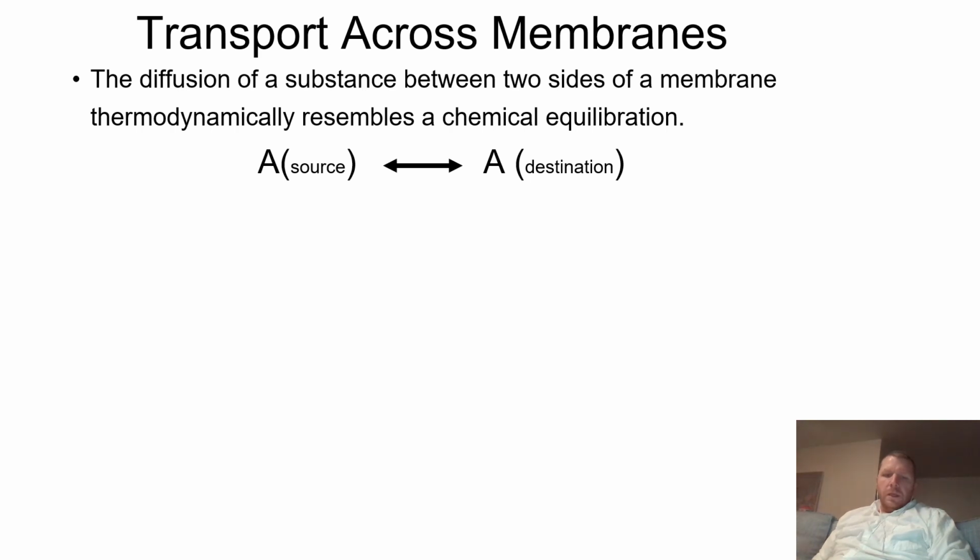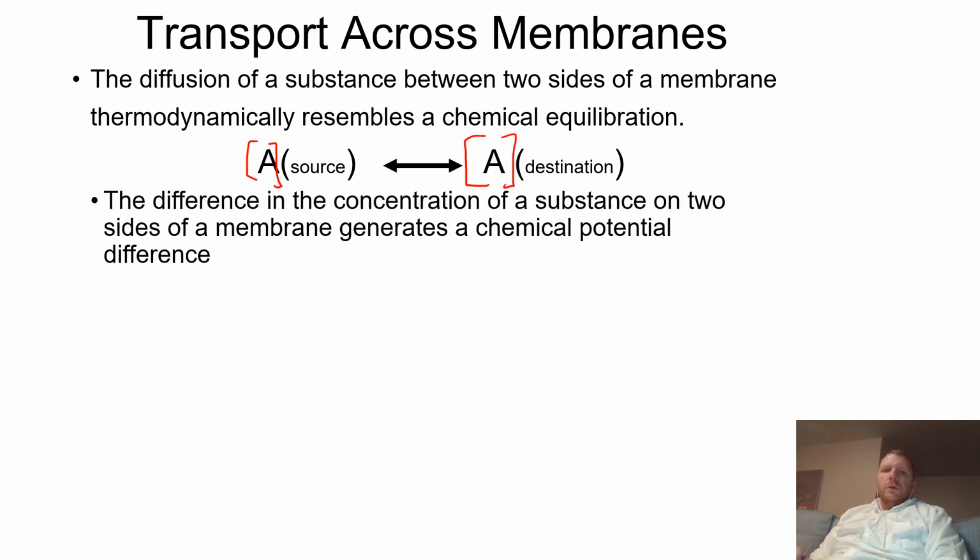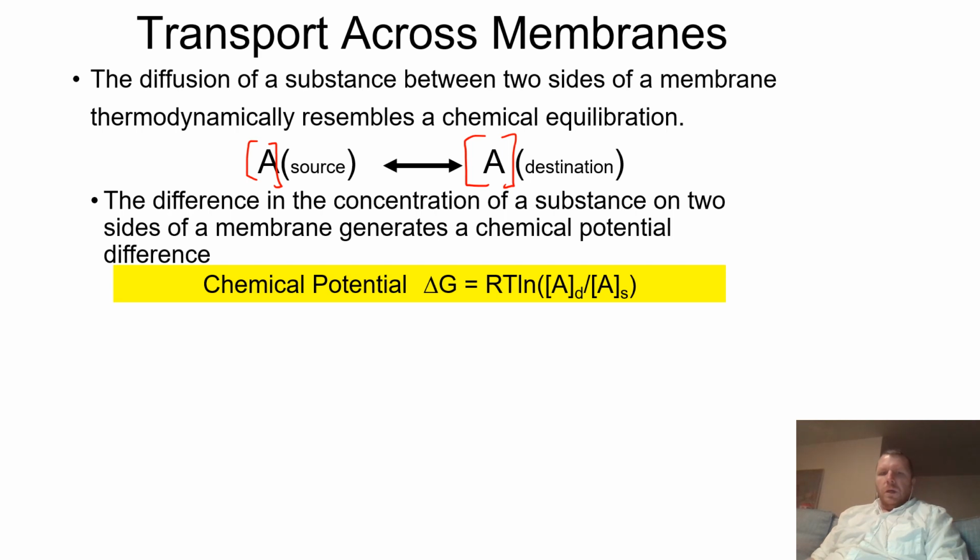So I think that's a helpful way to look at it because we are going to be talking about concentrations of a substance at the source and concentration on the destination side. Okay, the difference in the concentration of a substance on two sides of membranes generates a chemical potential difference, which can all be summed up by delta G equals RT times the natural log of the concentration of the substance in the destination over the concentration of the substance in the source. So this is similar to products and reactants.